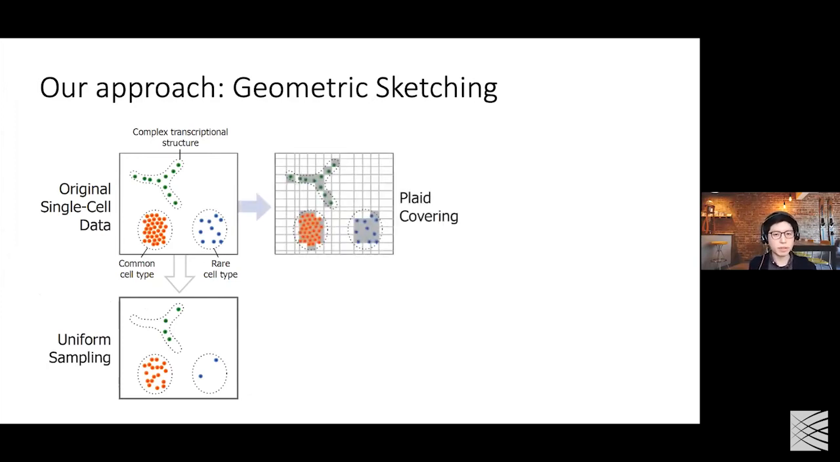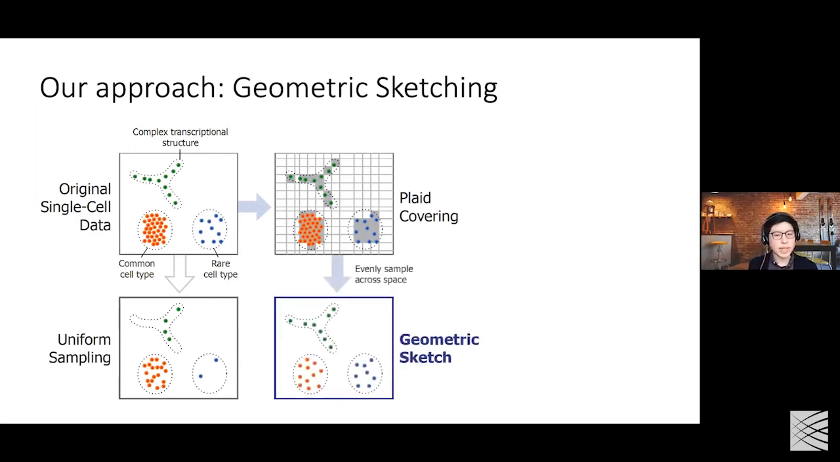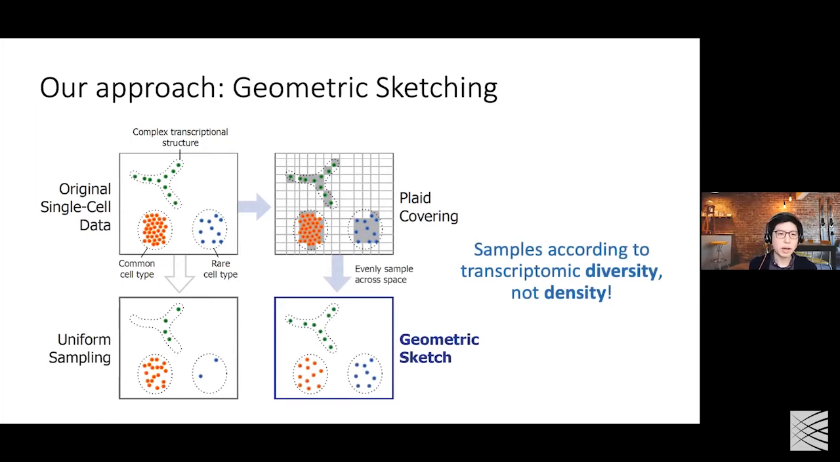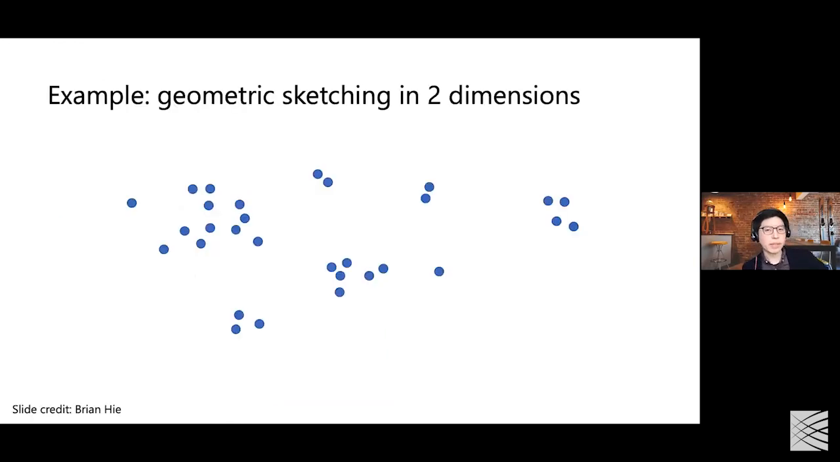Instead, in our method, we first approximate the geometric shape of the data manifold by covering it with simple geometric objects, in this case, boxes or hypercubes in higher dimensions. And then we take samples uniformly across these boxes instead of sampling the points directly, which results in a more balanced sampling of data points throughout space. In other words, we sample according to transcriptomic diversity, not density. And this is the sense in which this method is density aware. So in the next few slides, I want to walk you through an example run of this algorithm to give you a better sense of how this works.